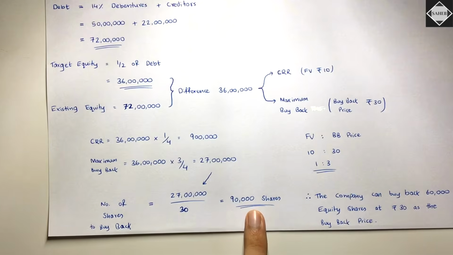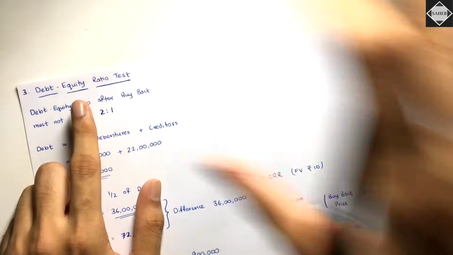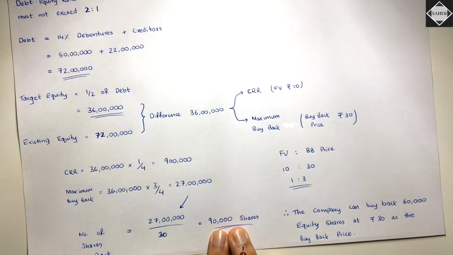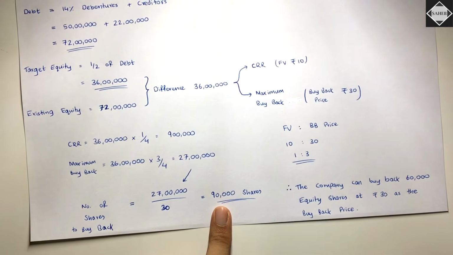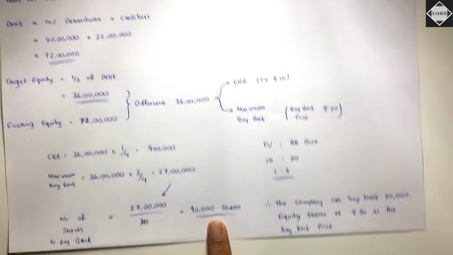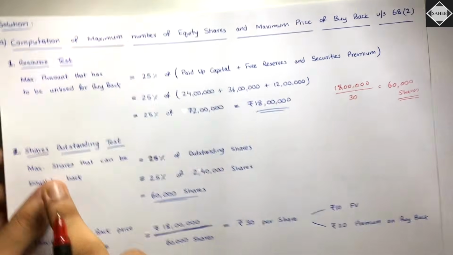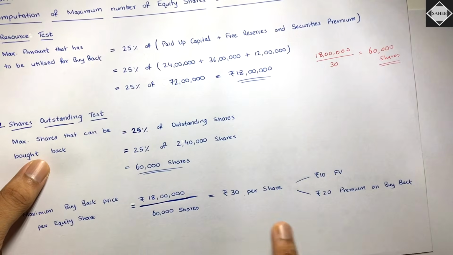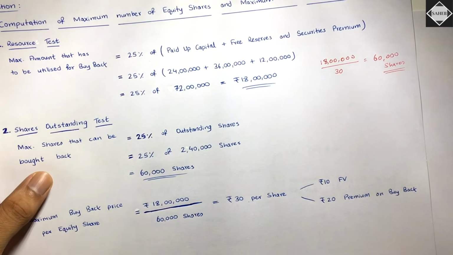This is the maximum number of shares you can buy back according to debt equity ratio test, not as section 68 as whole. No, that is yet to come. Okay, 90,000 shares. Is that clear? So debt equity ratio test is completed. Now what you have to do, you have to compare. Debt equity ratio test is saying 90,000 shares. Then resource test is saying 60,000 shares. Shares outstanding test is saying 60,000 shares, right? 60,000 shares. So you can compare which is the lowest.